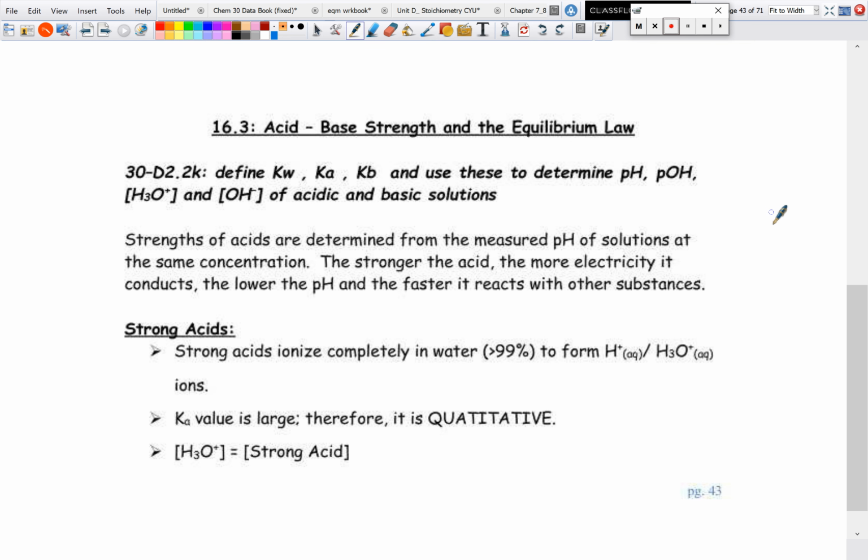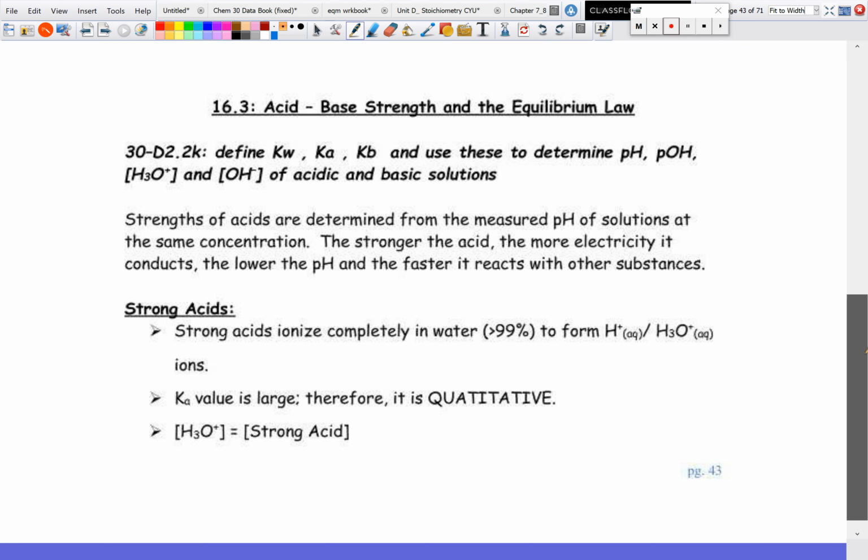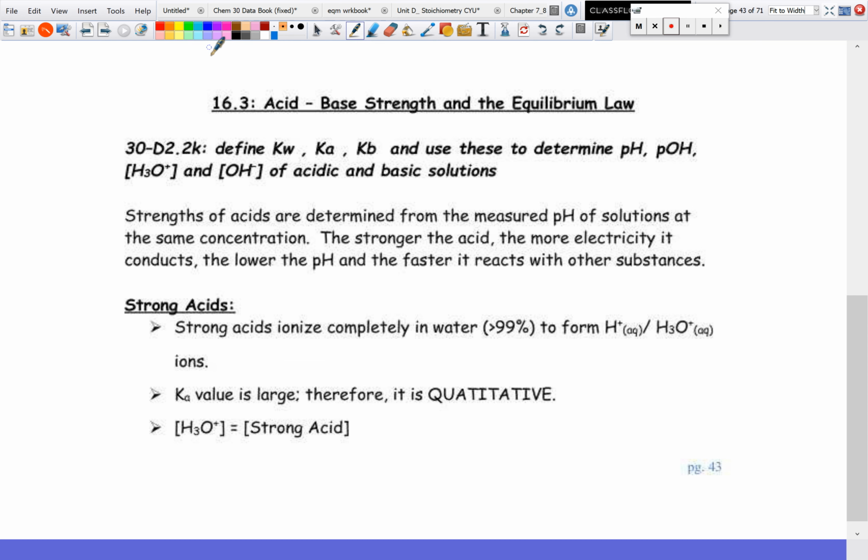All right, welcome back to our last week of lessons here for Chem 30 in the equilibrium unit. So this one right here, we're going to be focusing on acid and base strength, and more importantly, the equilibrium law, how it incorporates or how it works with weak acids.